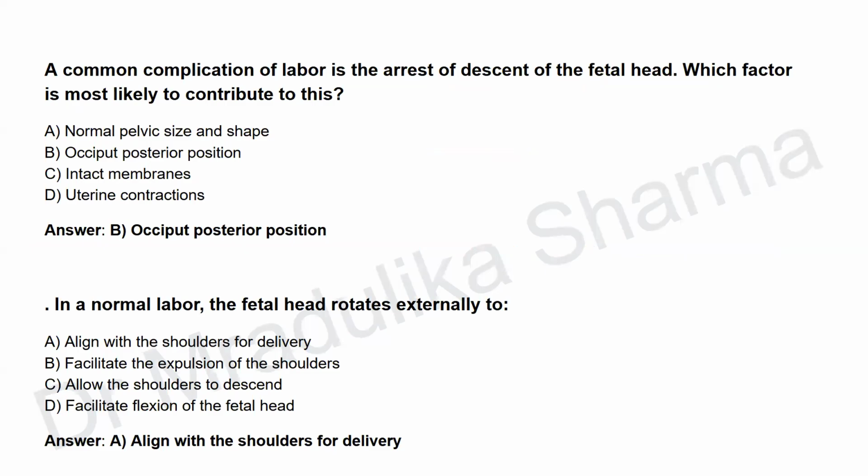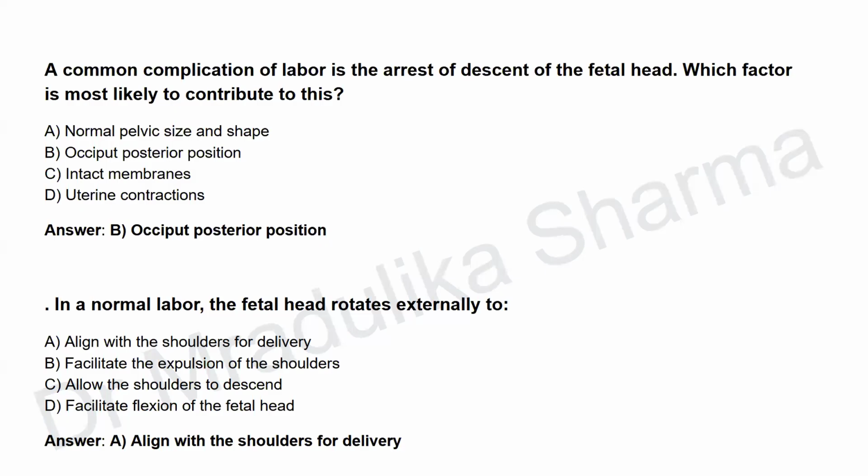Now, a common complication of labor is the arrest of descent of the fetal head. Which factor is most likely to contribute to this? It could be normal pelvic size and shape. No, it won't lead to the arrest. Occipito-posterior position, intact membrane, uterine contraction. So, occipito-posterior position usually leads to the arrest of descent of the fetal head due to the malpresentation, you can say that.